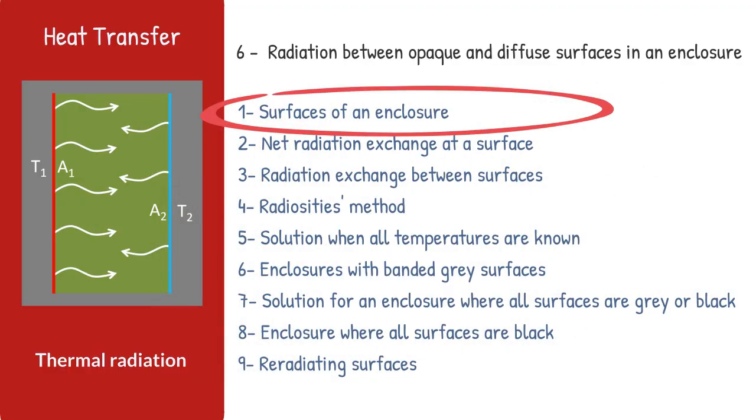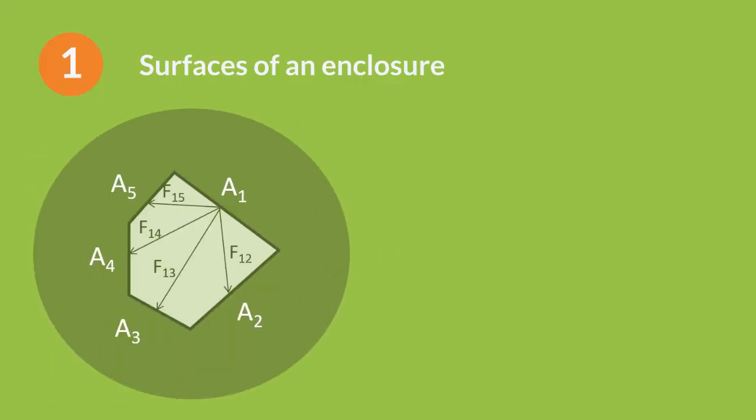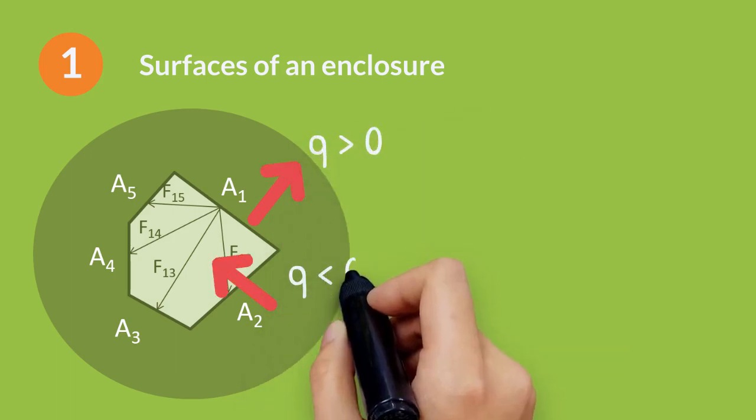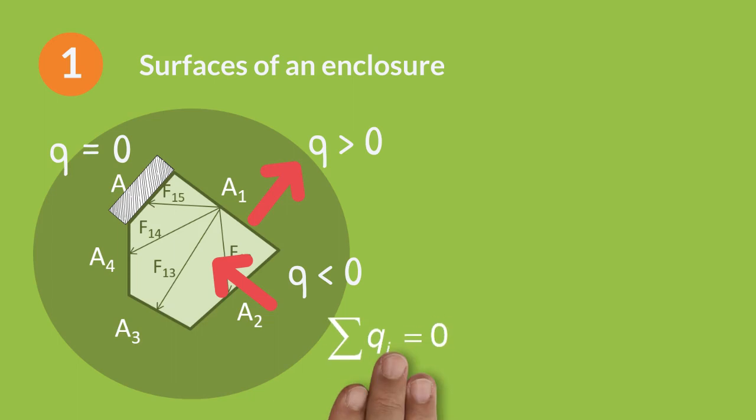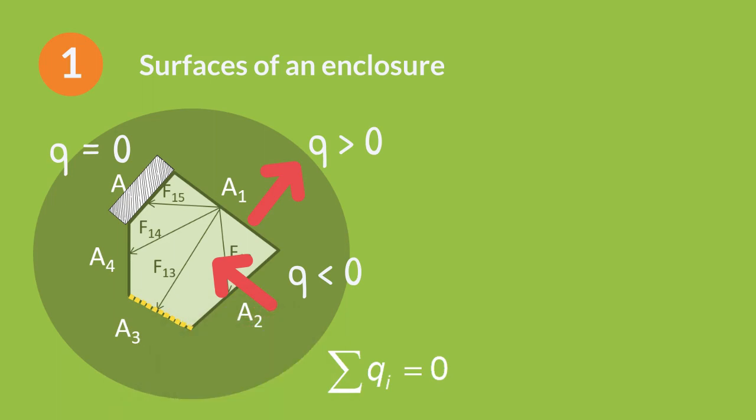Surfaces of an enclosure. In order to fulfill the conservation equation for radiant energy, the first thing is to define an enclosure, that is a closed space delimited by surfaces. Some surfaces will gain heat by radiation. Others will give heat to the enclosure. Others will be insulated. In a closed enclosure, to fulfill the radiant energy conservation equation, the sum of the radiation heat transfer rates for all surfaces must be zero. If the enclosure is not completely closed by physical surfaces, we must close it with auxiliary fictitious surfaces.